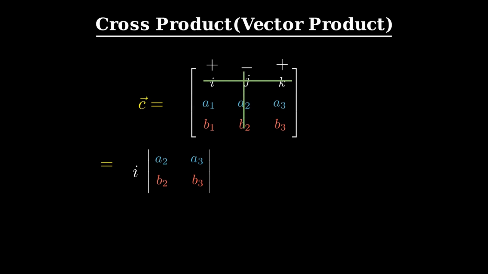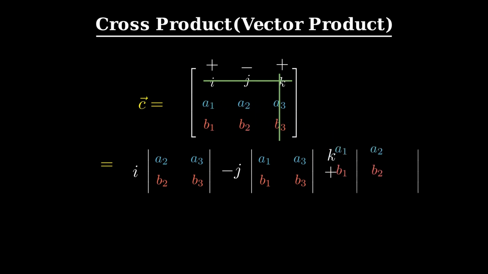Then we cross the first row and second column. We put this minus sign in front of the unit vector j, take out the remaining components into a 2 by 2 matrix. We do the same thing for k, cross out the first row and third column, put this plus sign in front of k and the remaining components into a 2 by 2 matrix.